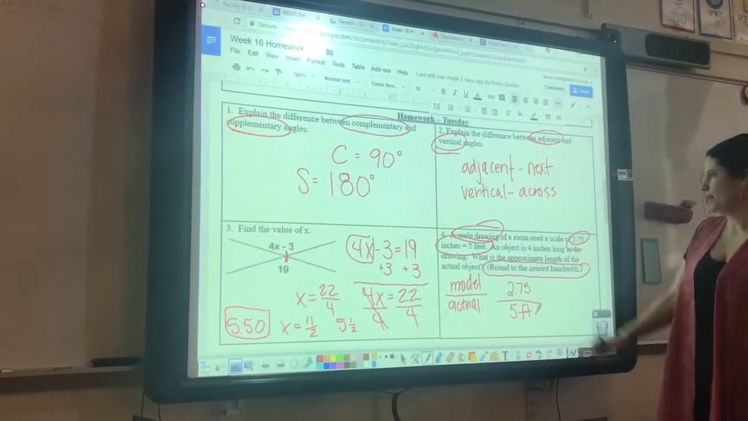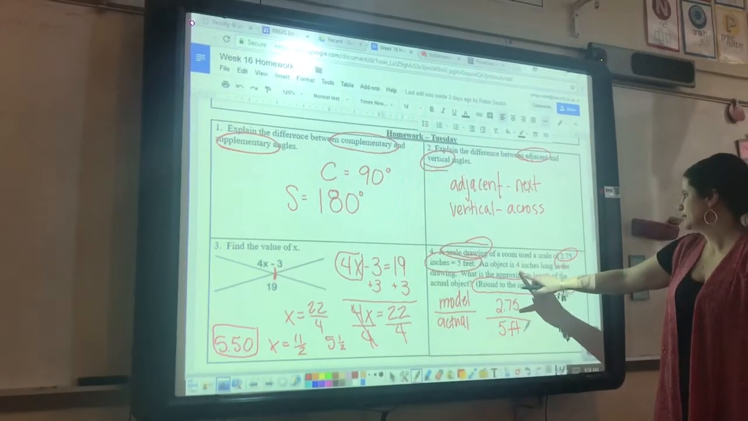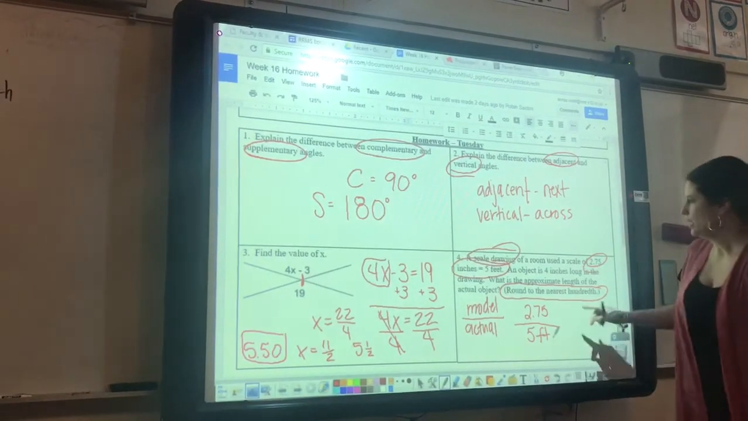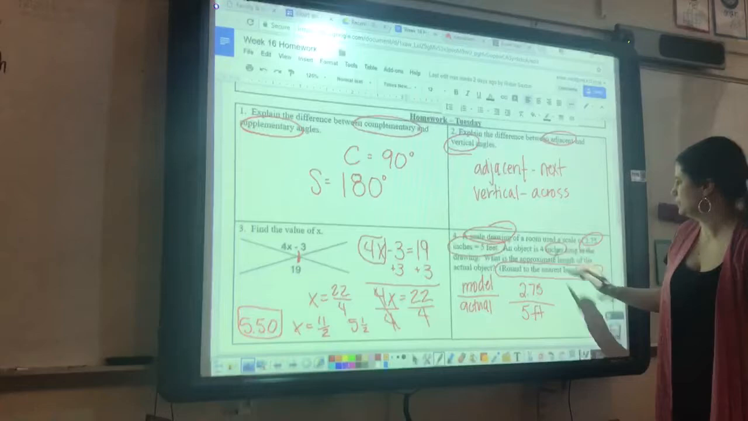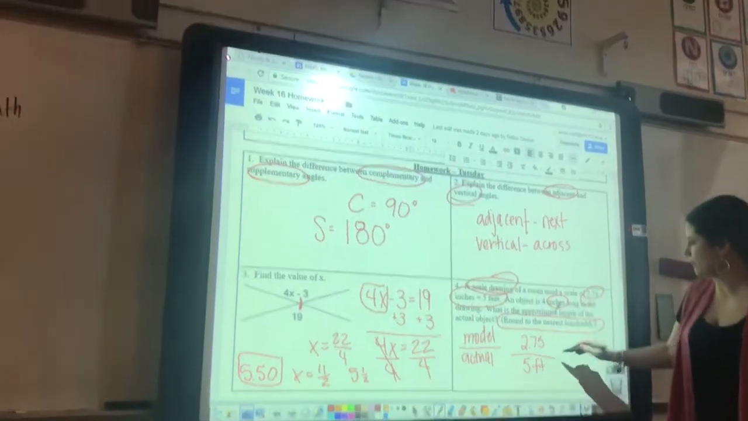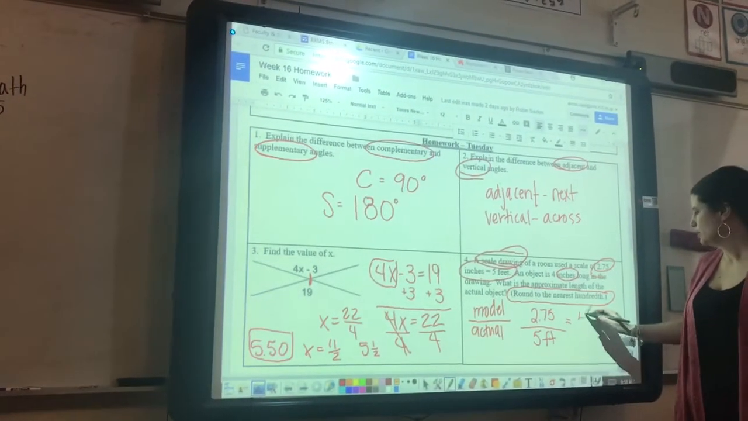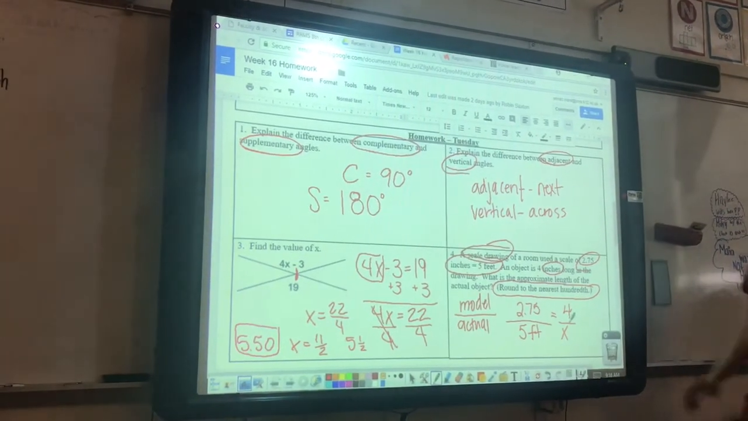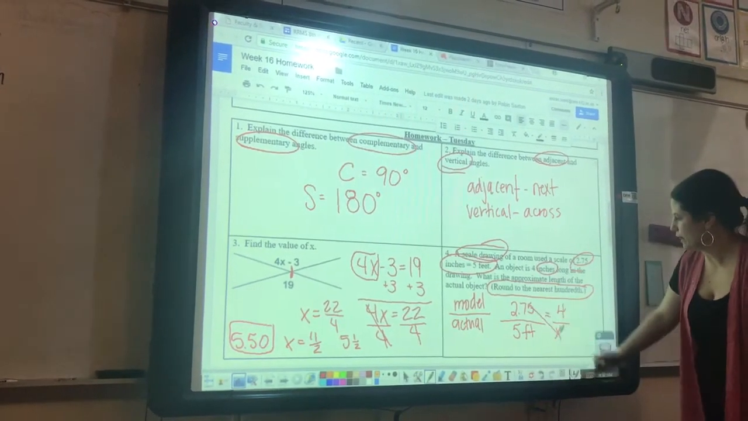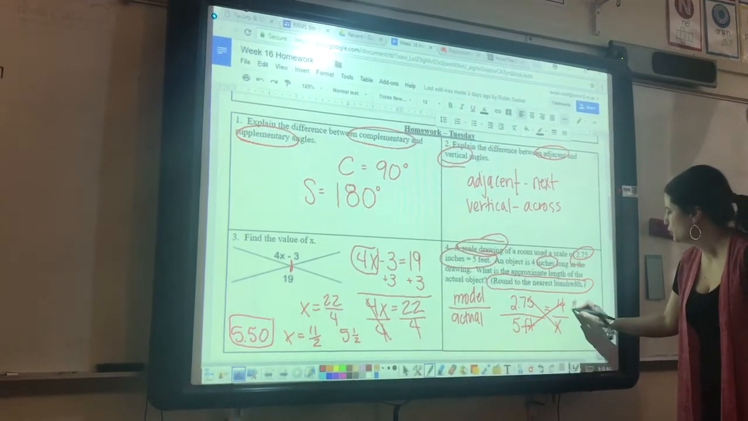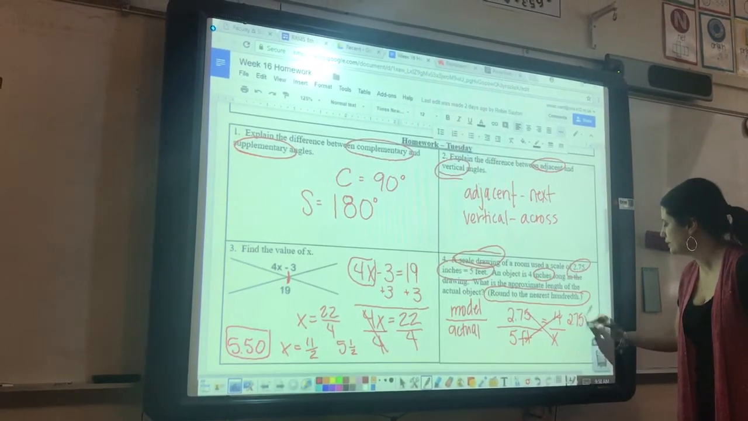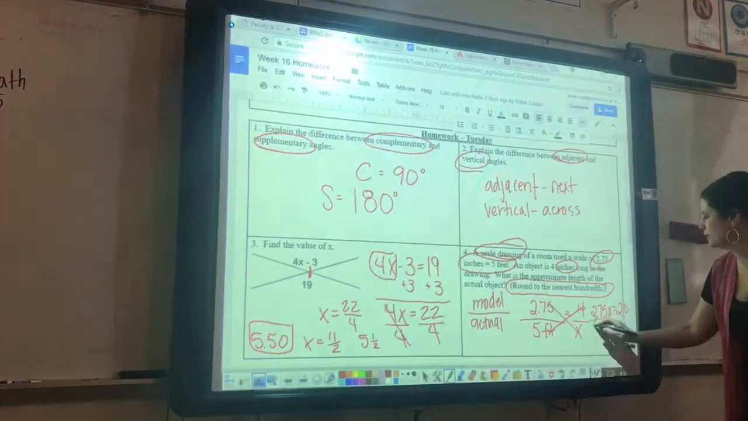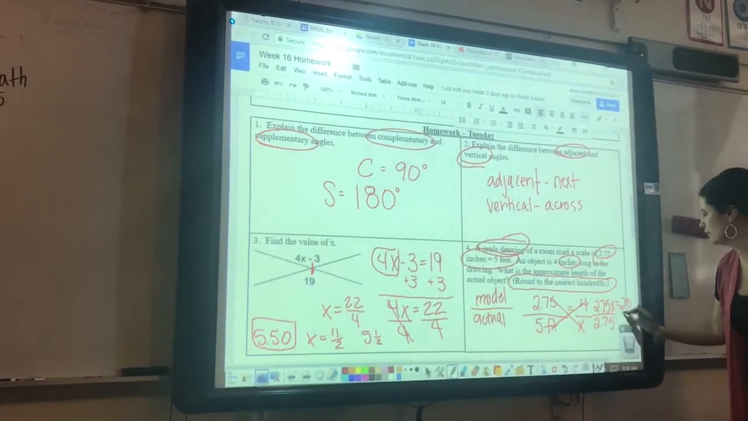It's asking me if an object is 4 inches long in the drawing, which lets me know that's the model. I can also check because it's saying inches, and inches matches up with the 2.75, so it needs to go on the top. I'm going to create a proportion. We know how to solve this. 2.75 times x and 5 times 4. 2.75x is equal to 4 times 5, which is 20. I'm going to divide both sides by 2.75.